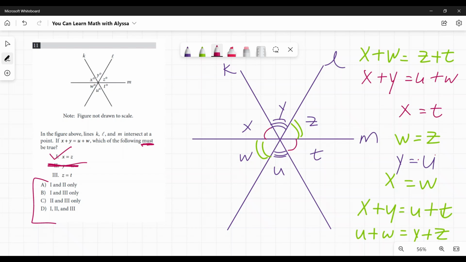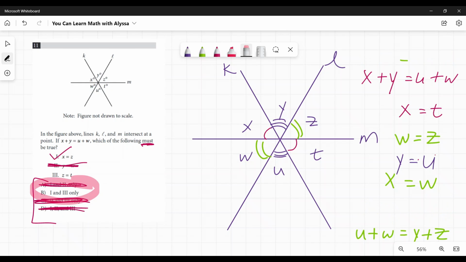I'm going to look at my answers before I even try to go through this whole mess and see if I can prove 3. Because look at my answers. 1 and 2 only. Nope, that's out because I've just proven 2 doesn't work. 1 and 3 only. Okay, that's still possible. 2 and 3 only. Nope, that's out because number 2 doesn't work. 1, 2, and 3. Nope, that's out because 2 doesn't work. I've already got my answer. I don't even have to figure out if Z equals T. The answer is B.